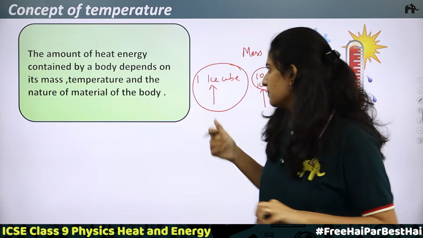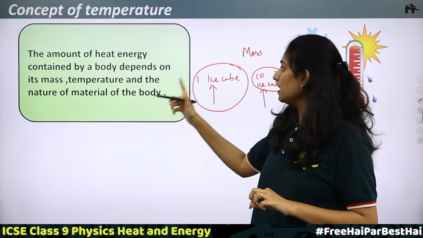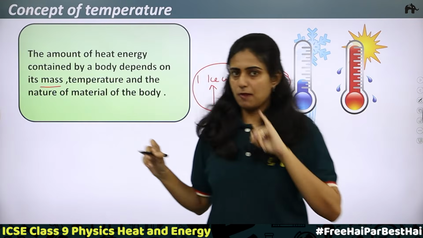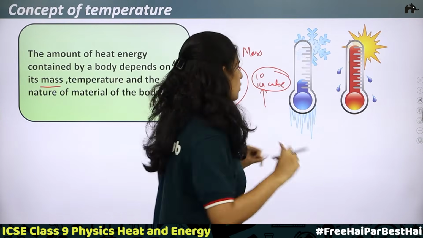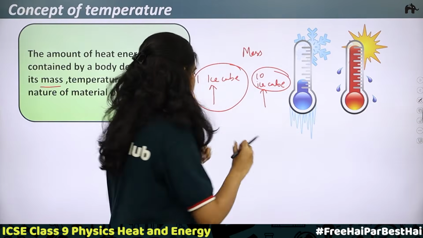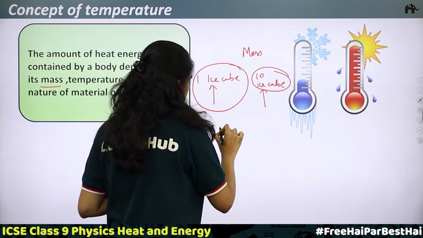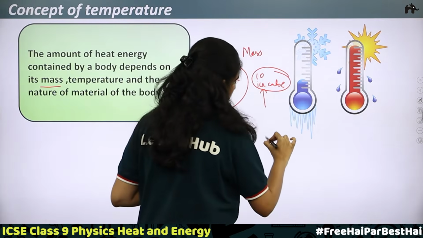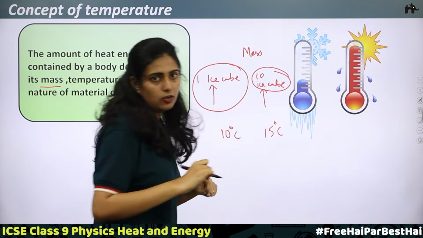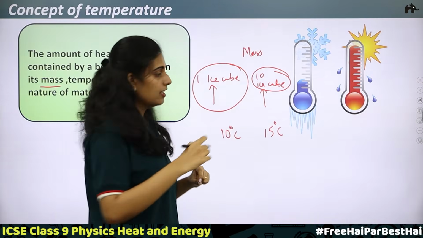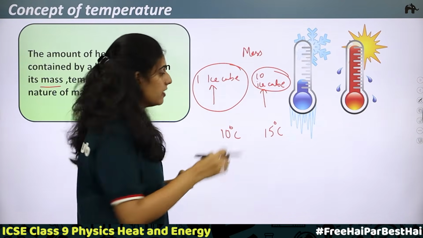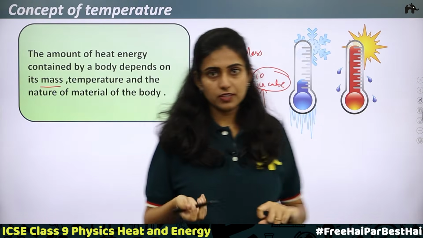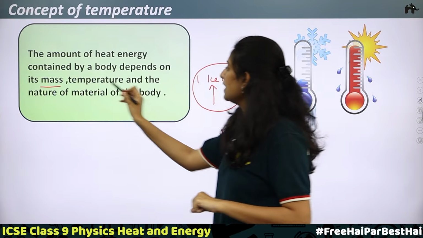Amount of substance. So the amount of heat energy contained by a body depends on its mass. One thing is mass. Next, if you are supplying the same amount of heat energy to a body at 10 degrees Celsius and 15 degrees Celsius, after 10 minutes when you check, the temperatures will be different. Yes, we are supplying the same heat energy, but their initial temperatures were different. So the second factor is the temperature.